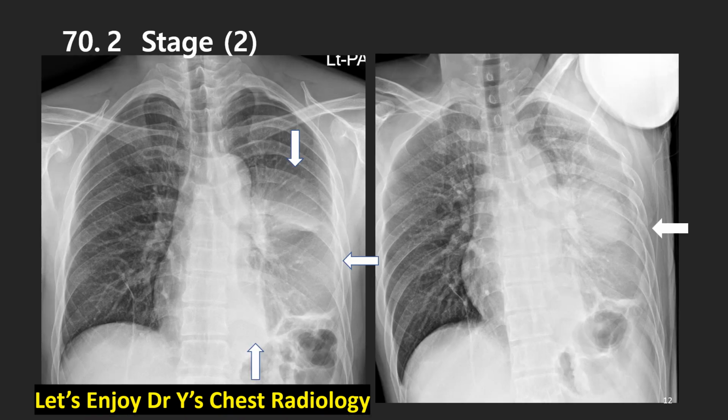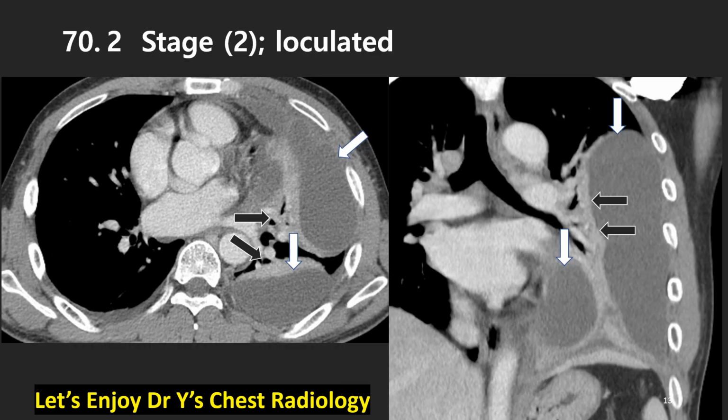Second person, middle-aged man. On his left side, what do we see? Left film is erect PA view and right film is left decubitus film. But the shadow, pleural fluid, does not change according to the position. That means it is loculated. It is thickened. There are many pockets of the pleural fluid. So that's stage 2.